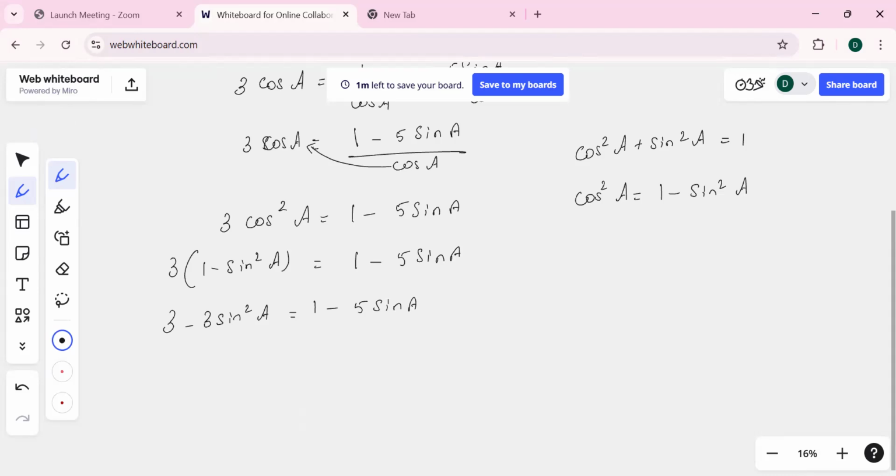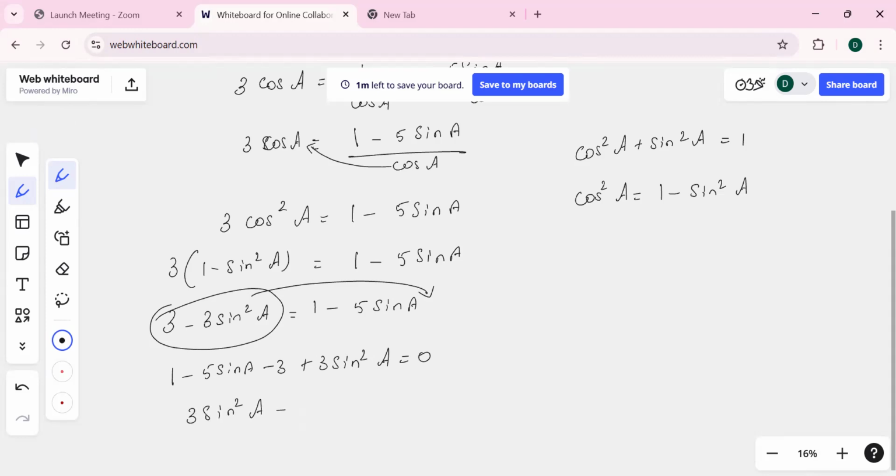I'm going to move the left-hand side values to the right side. So that becomes 1 minus 5 sine A minus 3 plus 3 sine square A equals 0. So I can write it down: 3 sine square A minus 5 sine A, 1 minus 3 is minus 2, equals 0.